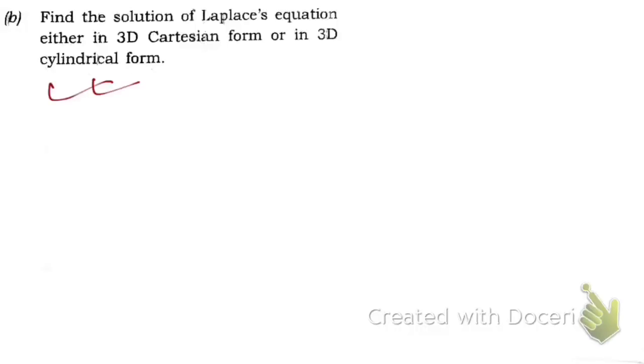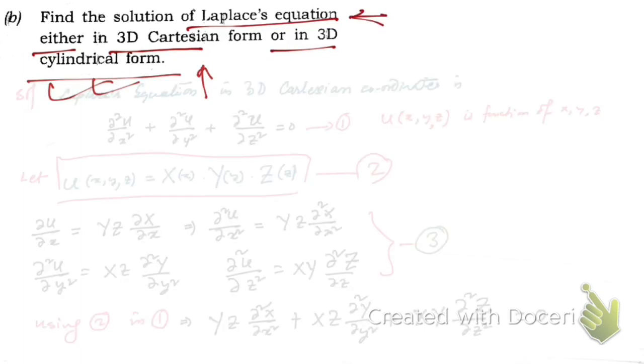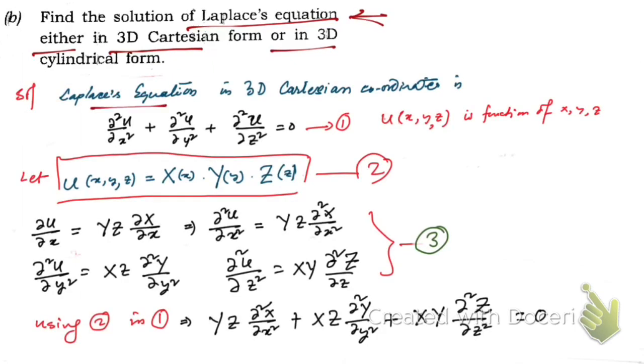So this is our last question of this paper. Here we need the solution of the Laplace equation, either in 3D Cartesian form or in 3D cylindrical form. That means in any one we have to find the solution of the Laplace equation. Now the Laplace equation in 3D Cartesian coordinates is given by this, equation number 1, where u is a function of small x, y and z.